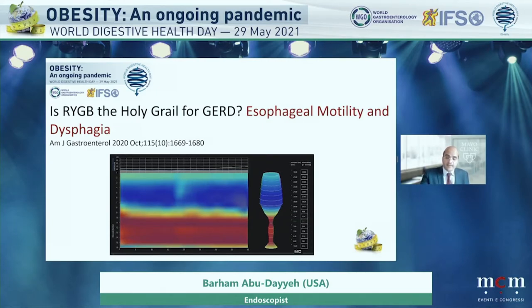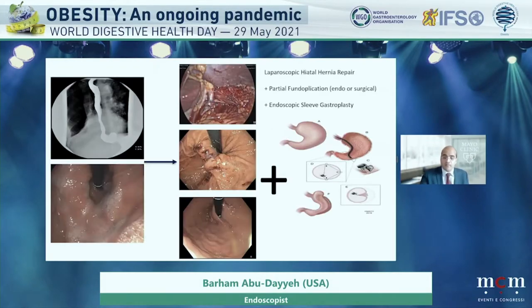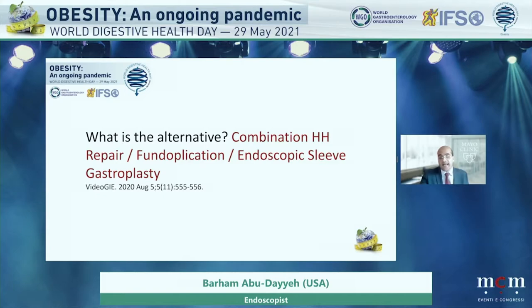So if the risk-benefit of gastric bypass is not sufficient in this case, what alternative could I give you from an endoscopic perspective? And I would argue that a combination of a proper anti-reflux procedure, which is a hiatal hernia repair, plus fundoplication and a minimally invasive endoscopic sleeve gastroplasty would be a better option.